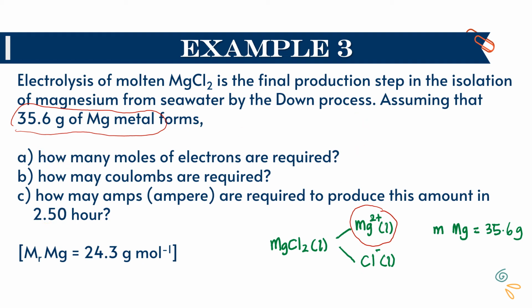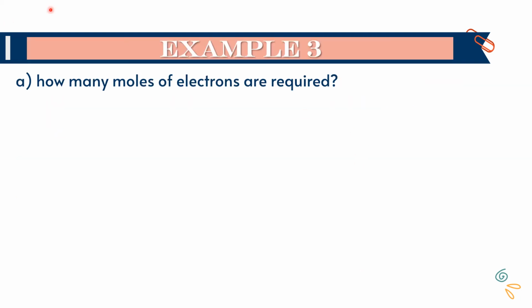Okay, so now let's answer the question one by one. So, the first one, we want to find how many moles of electrons are required. So, dekat sini, bila dia minta moles of electron required, okay, awak kena faham, setiap kali kita buat calculation, kita ada theoretical value dan kita ada experimental value. So, the one that we want to find moles of electron dekat sini, kita nak cari experimental value.